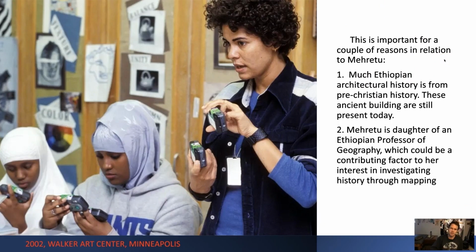Julie is heavily ingrained in mapping and architecture and history. Mehretu is the daughter of an Ethiopian professor of geography, which could be a contributing factor to her interest in investigating visual history through mapping.